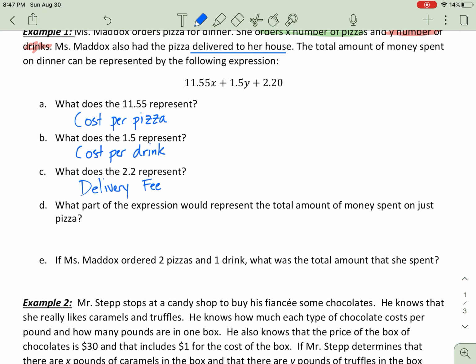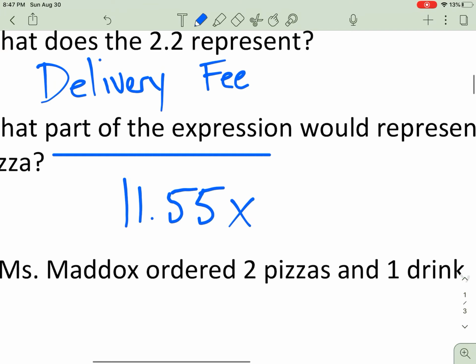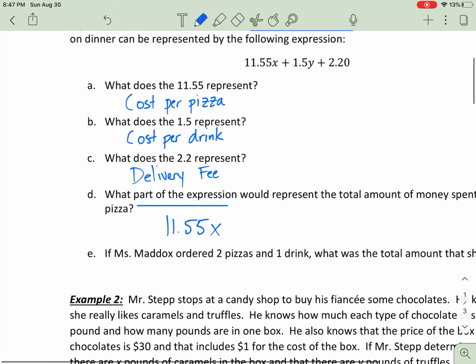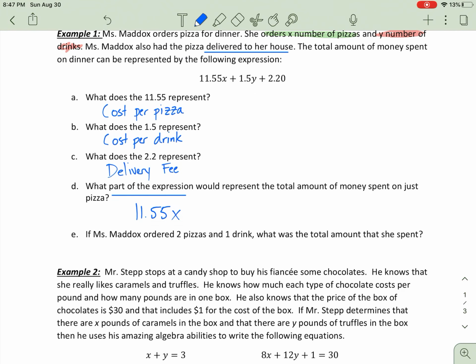Okay, so it says, what part of the expression will represent the total amount of money spent on just pizza? Okay, what part of the expression? And if you tell me 11.55, you're partially correct. Yes, that would be the total money spent on pizza if you only order one pizza. But since we don't know how many pizzas are ordered at this point, you put down an x. So it's 11.55x.